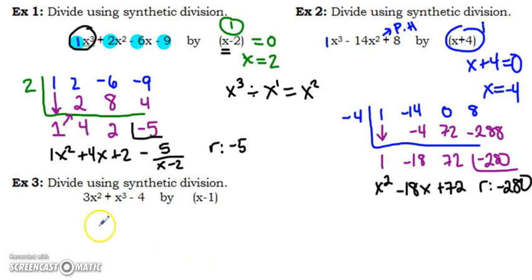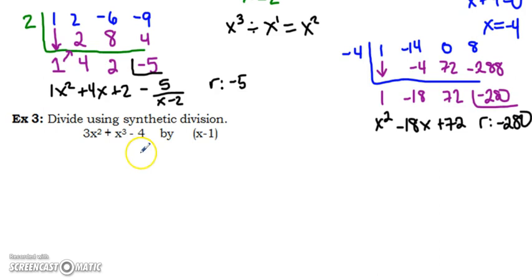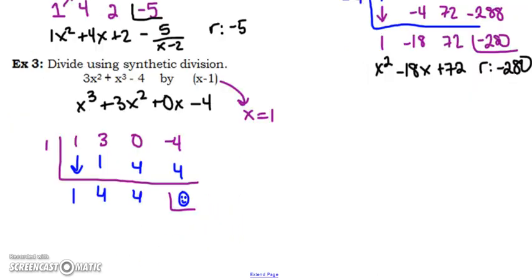All right, I want you to try example number 3. So pause this video, but pay attention, it's not in order. So rewrite it: x cubed plus 3x squared plus, I don't have an x, minus 4. All right? Okay, you give it a try. Pause. Ta-da! All right, did you get 0? I hope you got 0. I love it when we get 0.